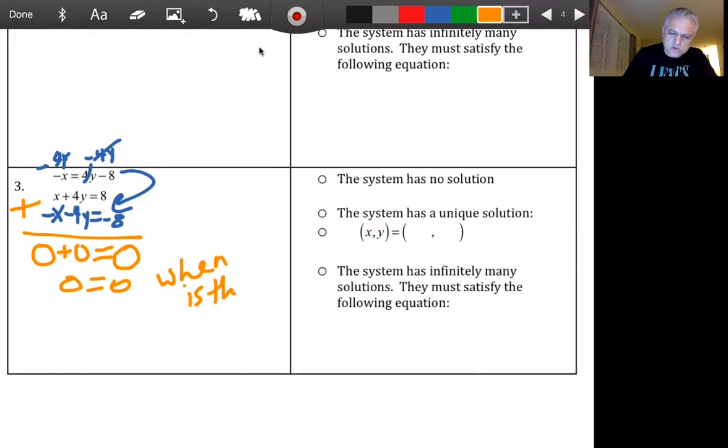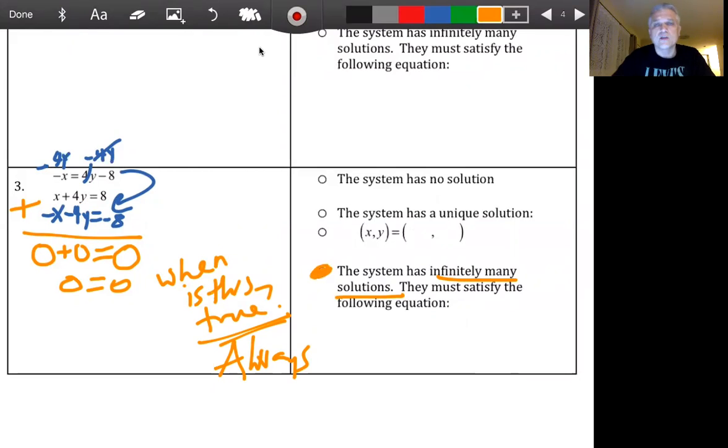When is this true? If you say it's always true, then there are infinitely many solutions. Okay? Now, the only other part that you have to say is, okay, there are infinite solutions. That doesn't mean that every point on your graph is a solution. It's every point that's on that line. So you have to give them an equation for a line that works.